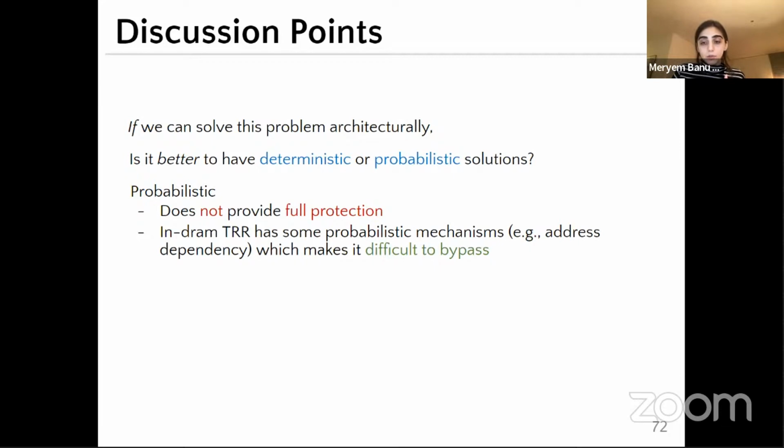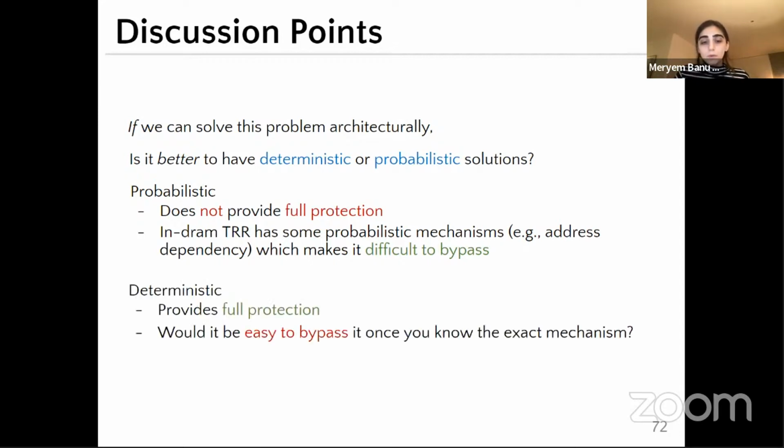But having said that, we also know that in-DRAM TRR has some probabilistic mechanisms. Address dependency is one of them. And it made it difficult for TRRespass to bypass the in-DRAM TRR mechanism for some modules. But also, deterministic approaches provide full protection. But do you think it will be easy to bypass these deterministic RowHammer mitigation mechanisms once we reverse engineer the exact implementation details of these mechanisms? Do you have any idea which one you would prefer, for example, a probabilistic mechanism or a deterministic mechanism? What will be the overheads of such mechanisms in general?